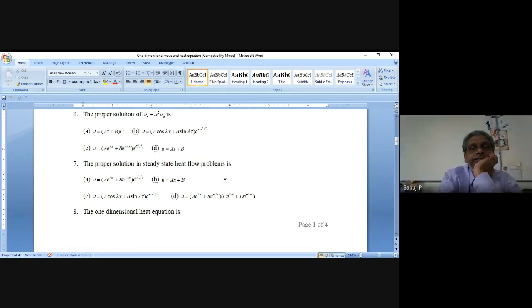∂²u/∂x² = 0, ∂²u/∂x² = 2C. If you integrate it, what will you get? u = ax + b. Correct or not? So the answer is what? B. Okay, yeah.